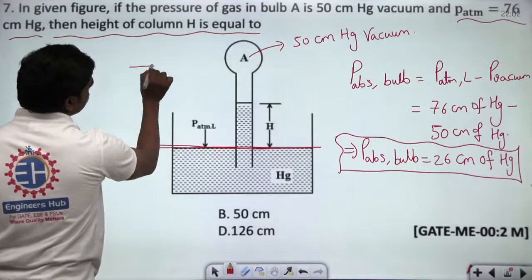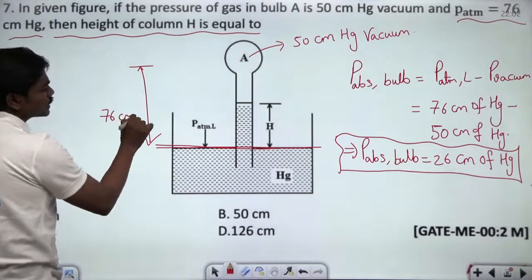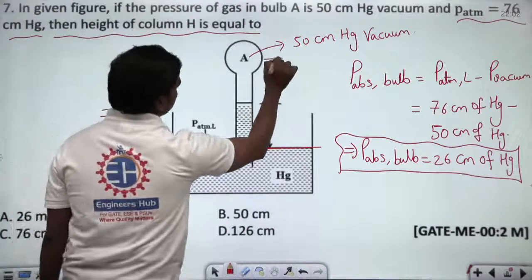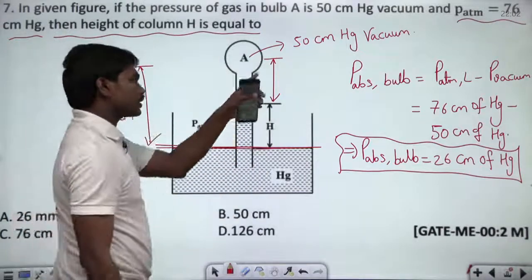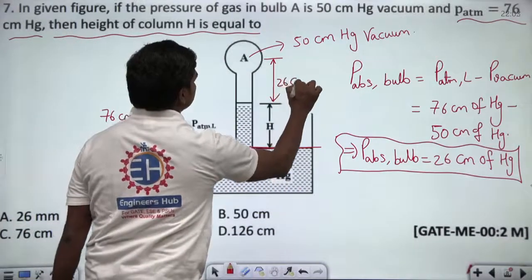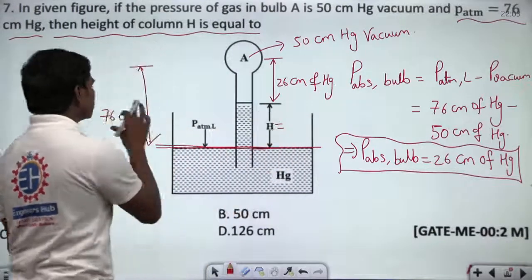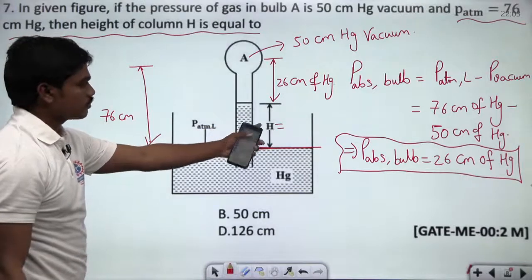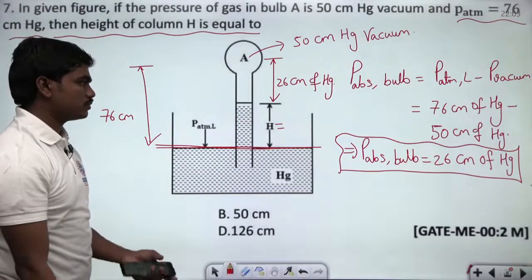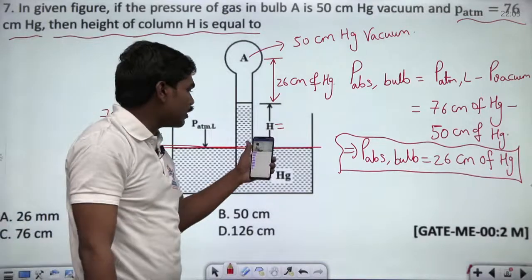This PA plus this total thing has to be 76 centimeters, correct? And now we came to the conclusion that the pressure because of this bulb, if you neglect this total, is 26 centimeters of Hg. Then what will be this value? If this is 76, you know that's 26. So what could be the value of this capital H? Please tell me what could be the value of this capital H now.